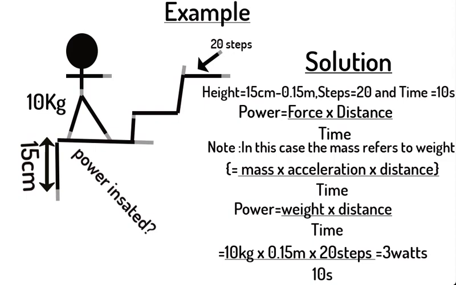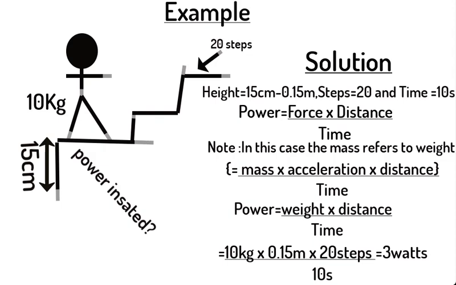Suppose we have a question that a man climbs a series of 20 stairs, and each stair has a height of 15 centimeters. If the weight of the man is 10 kilograms, what will be the power exerted by the man for this distance? We're told that a stair is 15 centimeters in height, and he climbed 20 stairs. Converting 15 centimeters to meters, the standard international unit, gives 0.15 meters. And 0.15 meters times 20 gives us 3.0 meters traveled by the man.